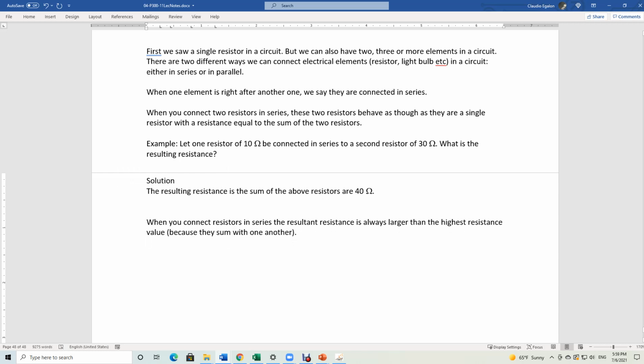Okay. If the resistance increases, right, so the current must go down. Okay.